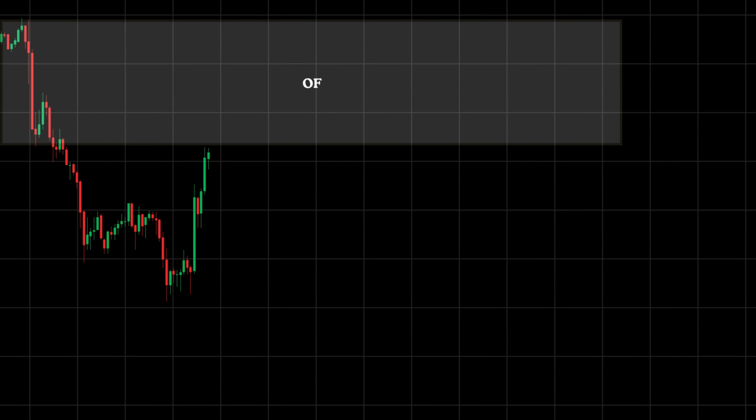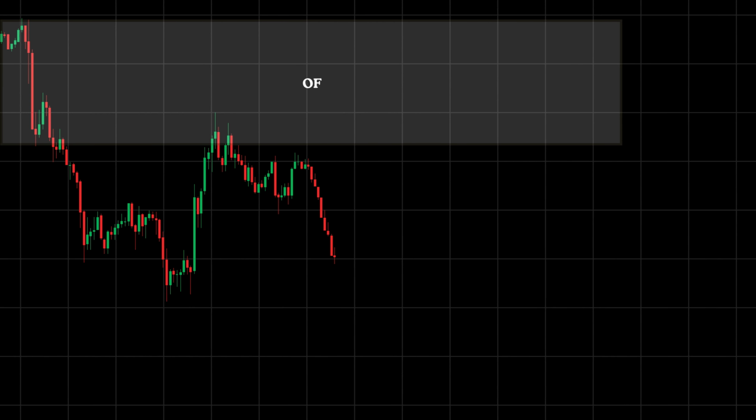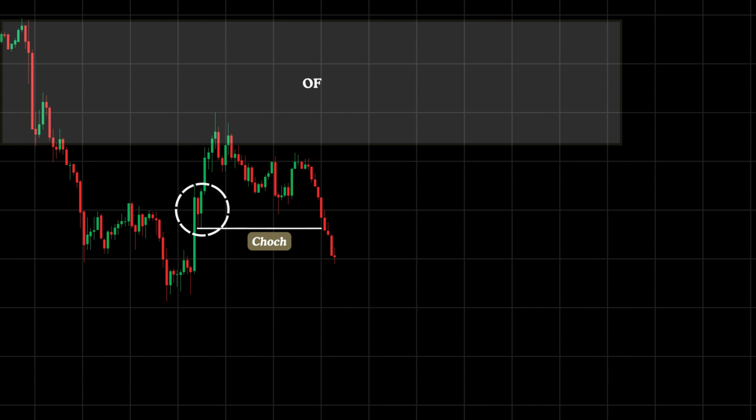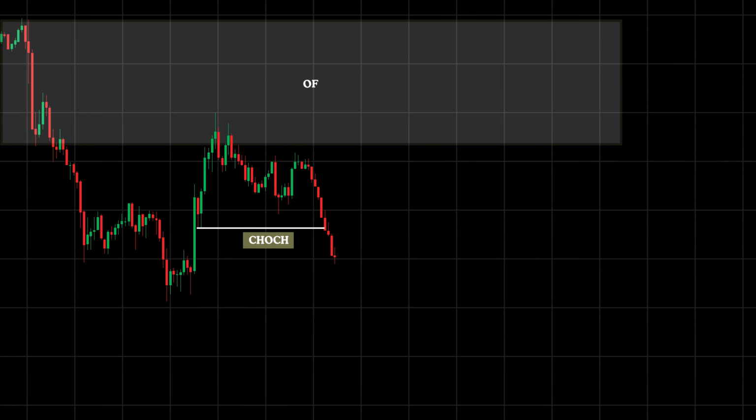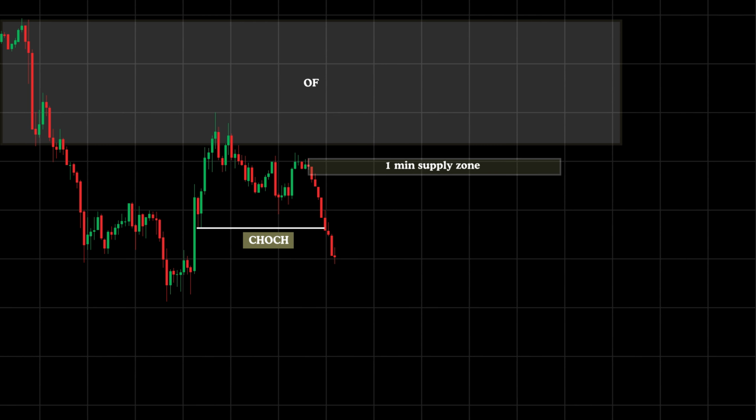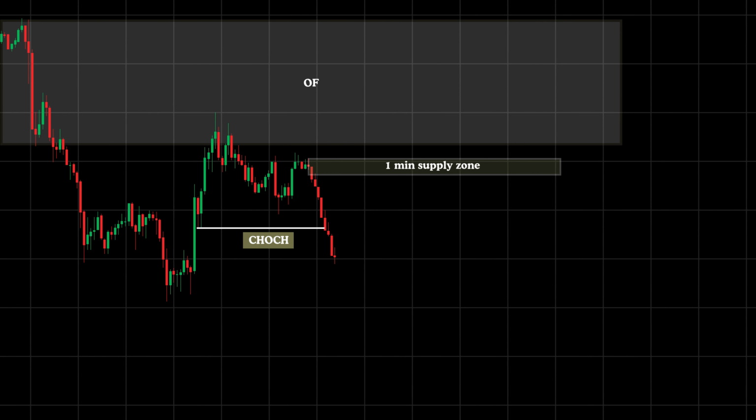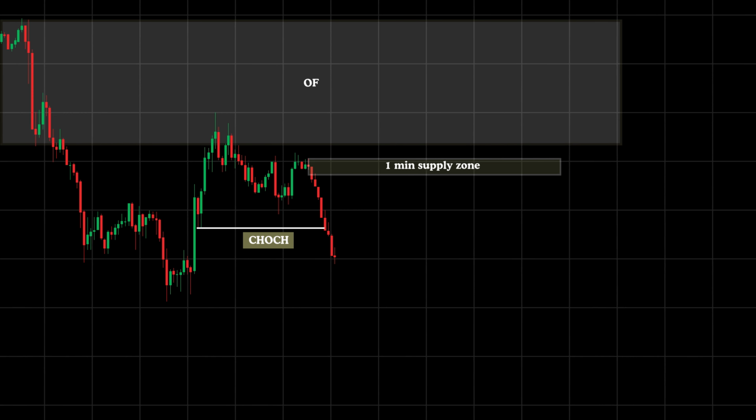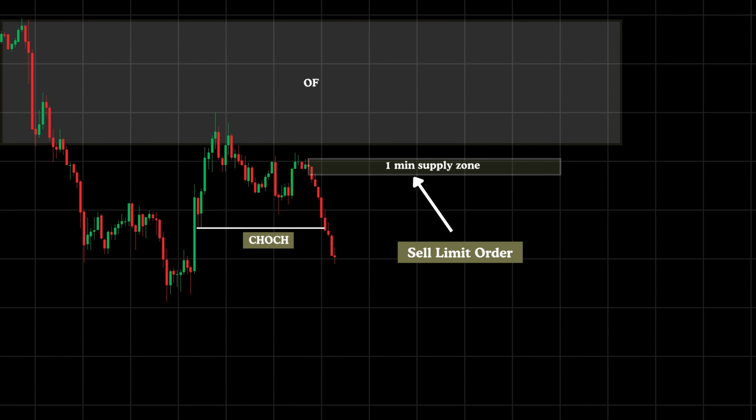Now we're looking at the 1-minute time frame chart. As you can see, price formed a significant change of character by breaking this structure and also left behind a notable inefficiency. In the next step, I'll highlight the order block created by the wave that caused the CHOCH. With our area of interest now clearly identified, we move on to placing a sell limit order at this level.